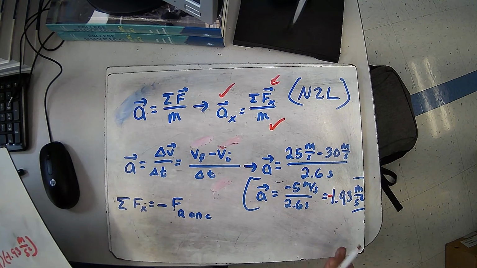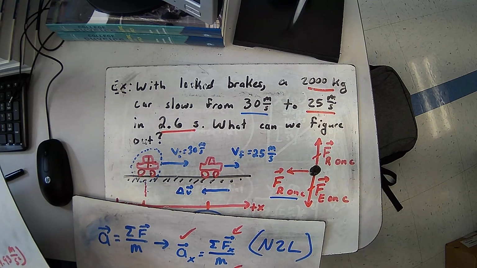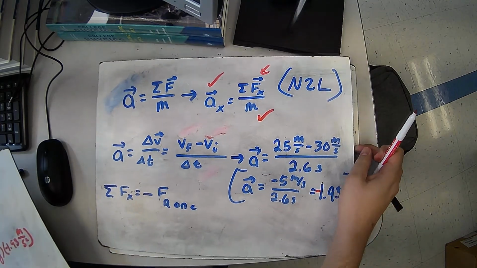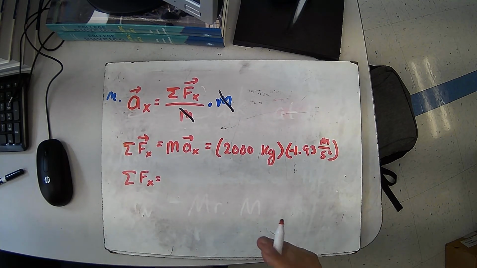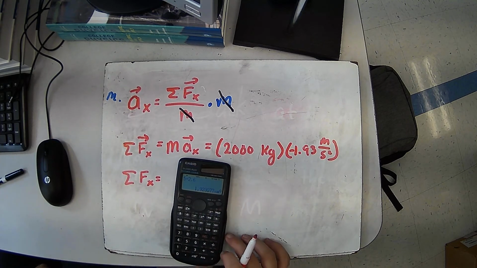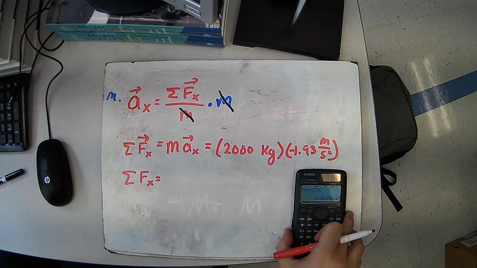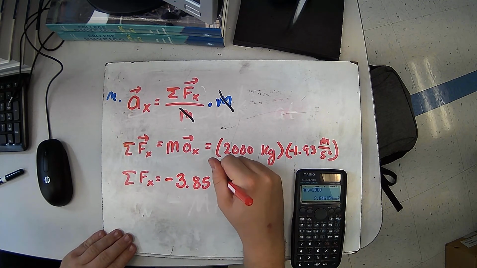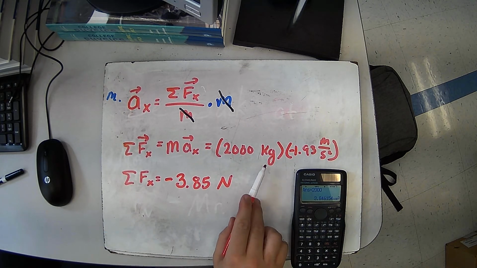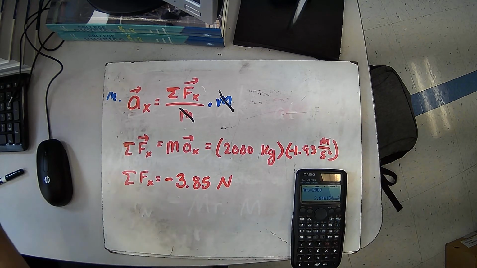It's also good that it's a negative because my velocity change and therefore my acceleration is in the negative direction. Negative velocity change gives us a negative acceleration number, which I really need to plug in to Newton's second law. Anyway, 2,000 times 1.93, I'm going to grab my calculator, equals negative 3.85 newtons. Remember that a newton is a kilogram times a meters per second squared. So multiplying these units together gives us a newton, which is our unit for force.